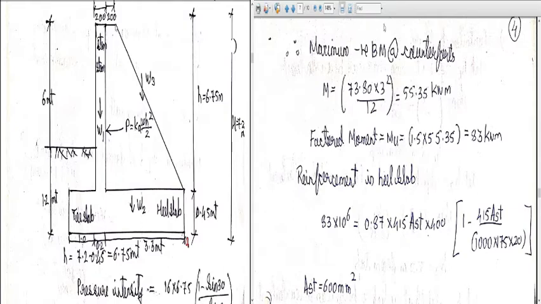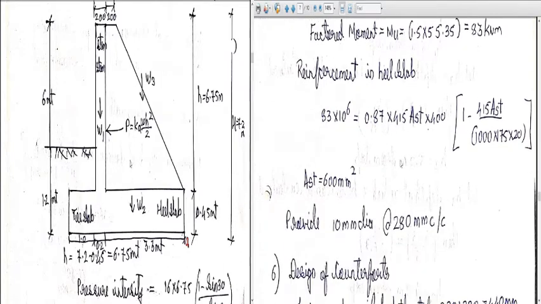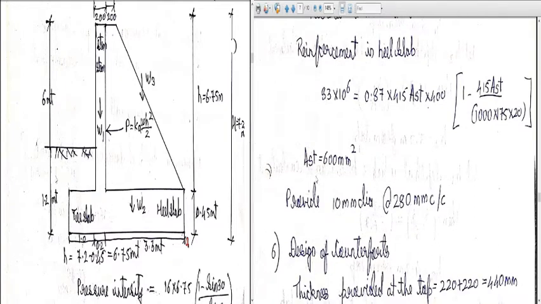As you can see, a counterfort is present over the heel slab, so there is a change as compared to the previous design steps. The reinforcement in the heel slab is computed by substitution, and we got the area of steel as 600 mm square, providing 10 mm diameter bars at 280 mm center to center.